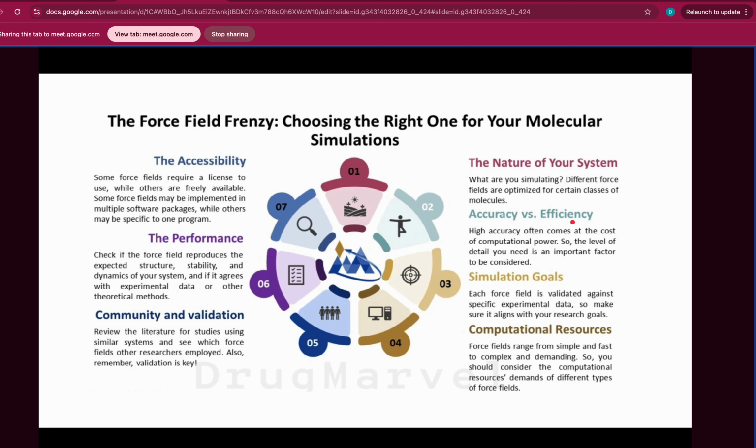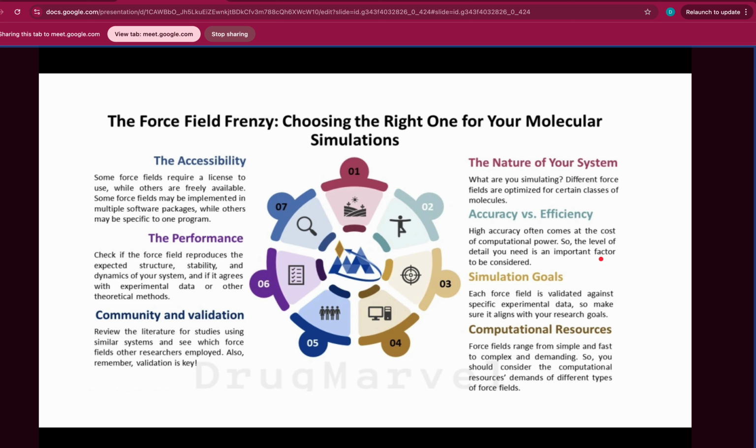Then accuracy and efficiency. Generally we select those force fields which are highly accurate, which comes at the cost of computational power. There might be some force fields which require a lot of computational power. In that case you cannot go for that particular force field because it will be time consuming and costly as well.